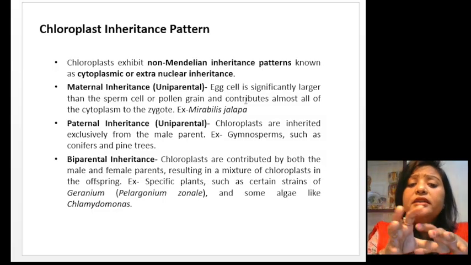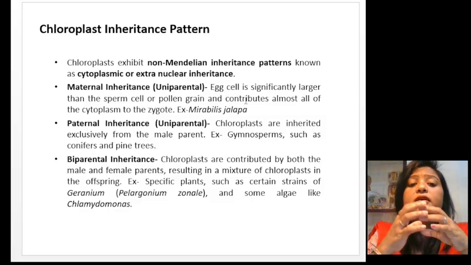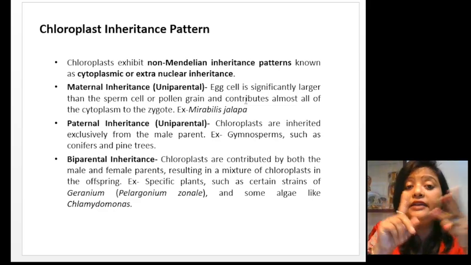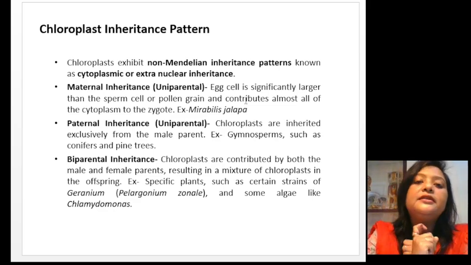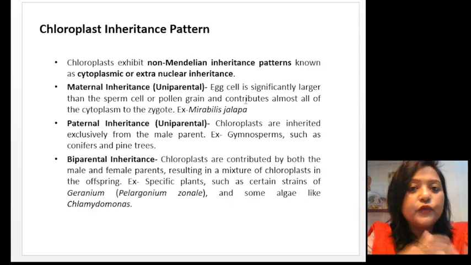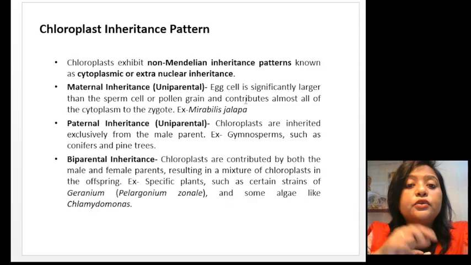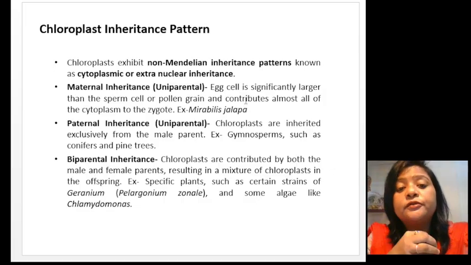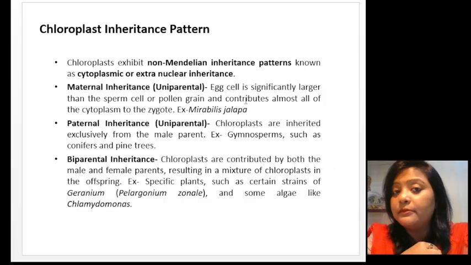Now, they have mentioned 3 inheritance patterns. Number 1 is maternal inheritance, which is uniparental. We do not need the paternal, we need only the maternal here. We need only the egg cell, we do not need the sperm cell. The egg cell is larger than the sperm cell, or you can say pollen grain, and it will contribute most of the cytoplasm of the zygote. Example already given, Mirabilis jalapa.